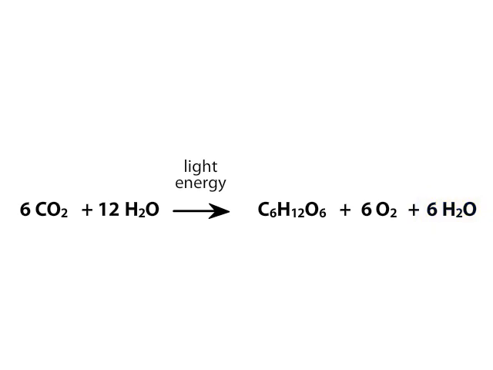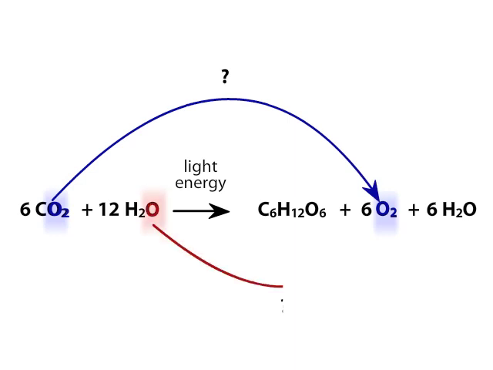Of course, knowing the reactants and products does not tell us the specific nature of the photosynthetic reactions that take place. For example, where does the oxygen that's released into the atmosphere by plants come from? Does it come from the carbon dioxide or from the water? This question was answered in the 1940s by Samuel Ruben and colleagues at UC Berkeley using isotopes of oxygen.